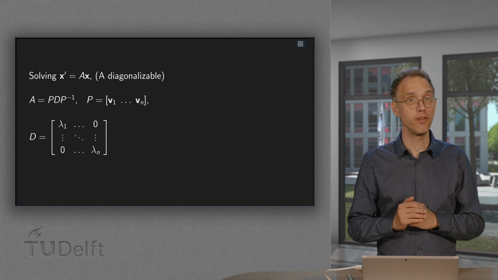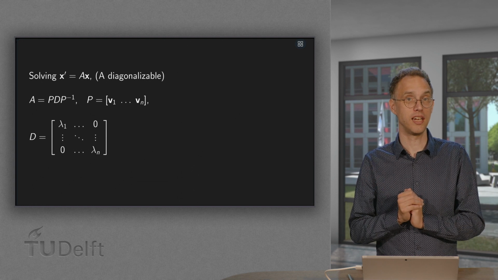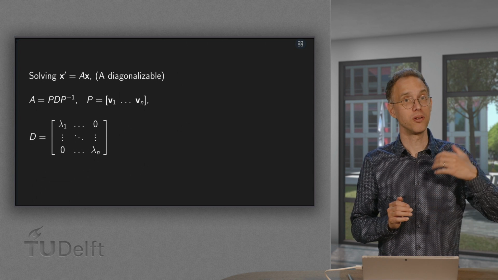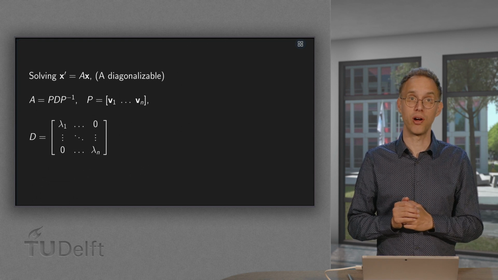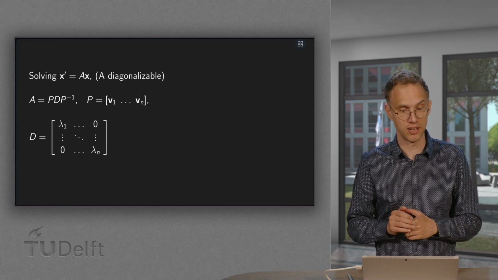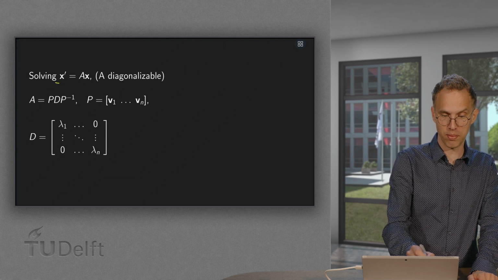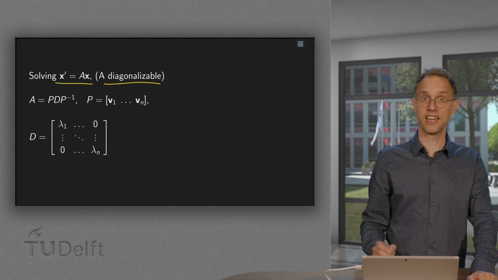From now on we will often use it without doing all the linear algebra steps in between anymore, because this will allow us to do our computations a bit faster and more smoothly. So how does it work? We're looking at x prime equals a times x, where a is diagonalizable.